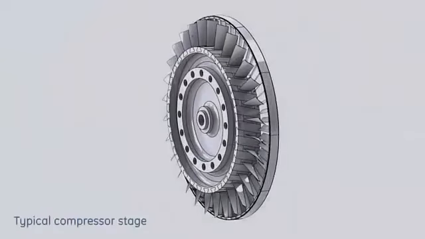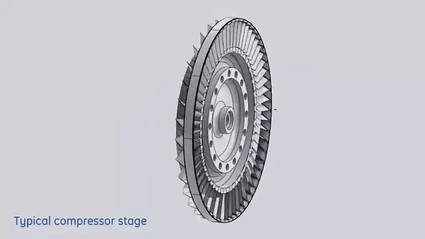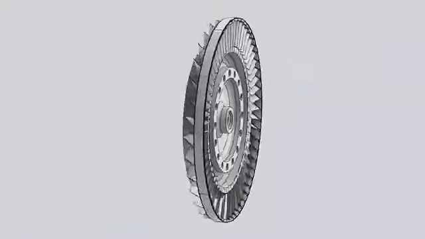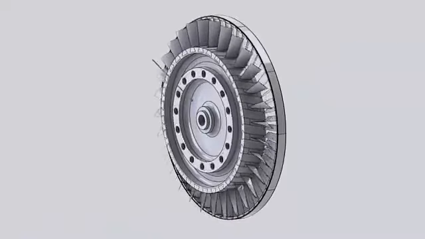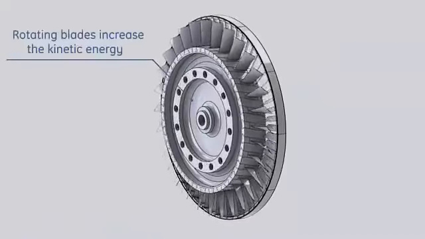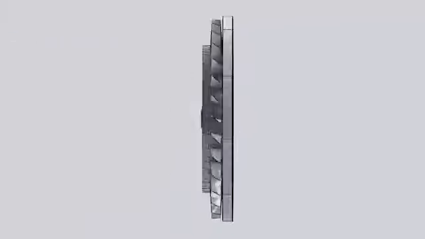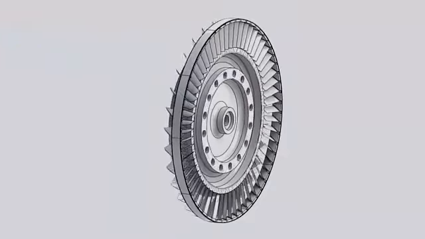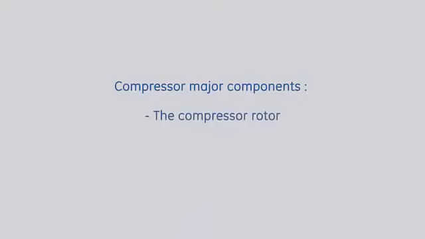Each stage consists of a set of rotating blades and a set of stator stationary blades. Compression is achieved in each stage as the rotating blades increase the relative velocity of the air. Then, the stator stationary blades convert the gained kinetic energy into a pressure rise and guide air to enter the following stage at the proper angle. The compressor consists of two major components: the compressor rotor and the compressor stator.